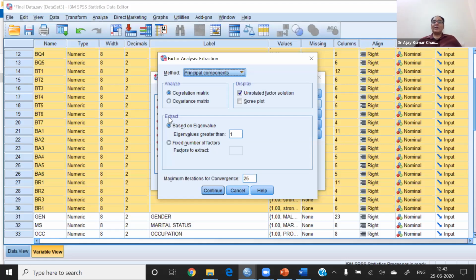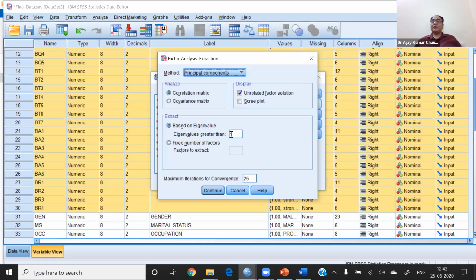You can see that in the extraction, we have two options. We can make our factors on the basis of the eigenvalue, or we can decide to make a certain number of factors. Most people like to click on the option based on eigenvalue, and the cutoff eigenvalue you can see here is 1. So the ideal cutoff value is 1. We will consider only those factors, components or roots which have an eigenvalue more than 1. All others are dropped.